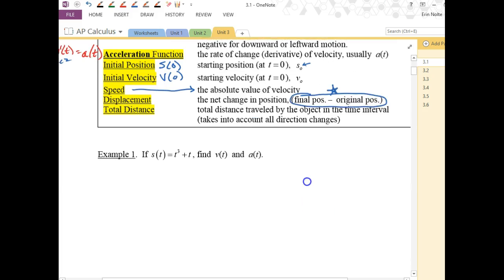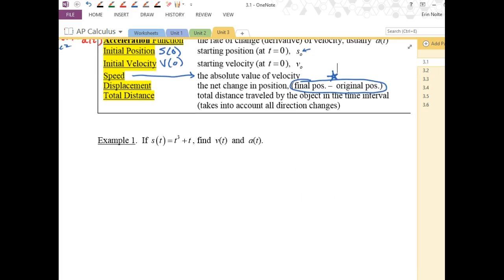Let's do a couple here. Example 1 says find the velocity and the acceleration. So how do you find the velocity of the position function? You derive it. We're going to derive the s of t, and the derivative of t cubed plus t is 3t squared plus 1. Perfect.